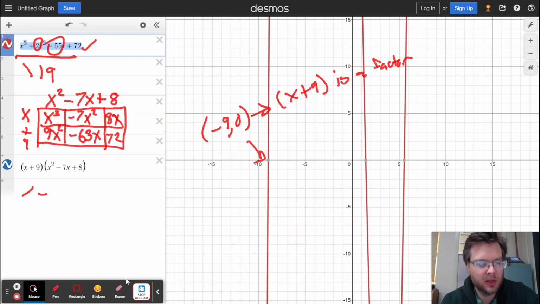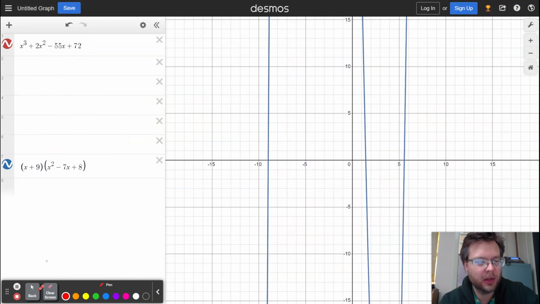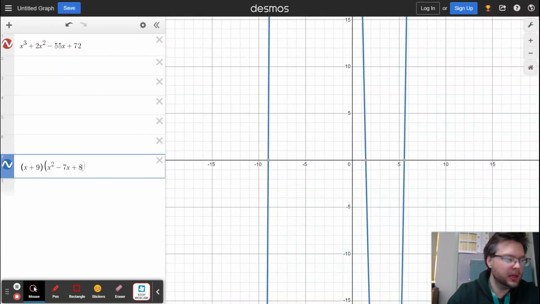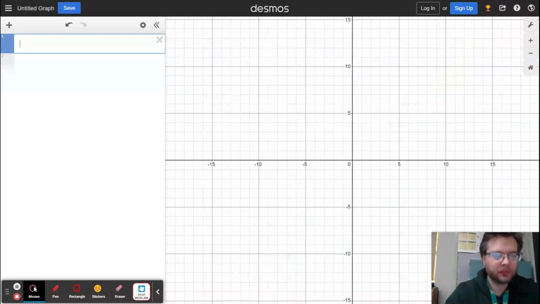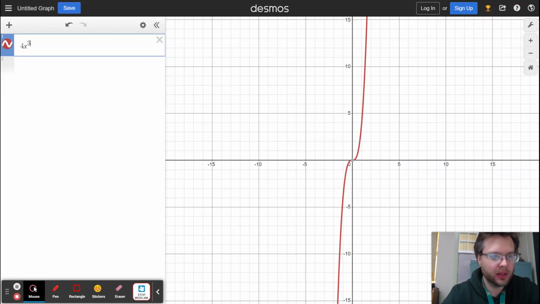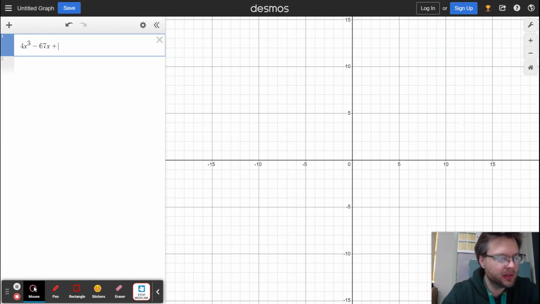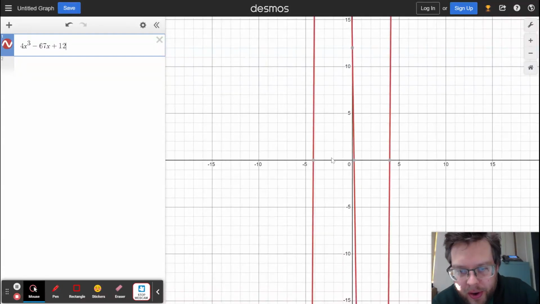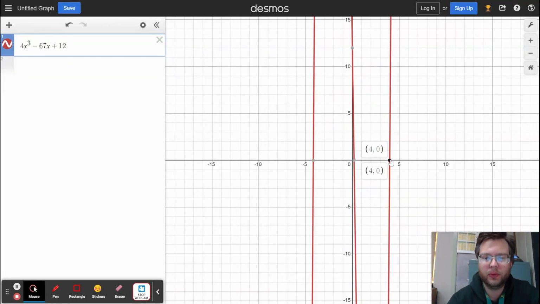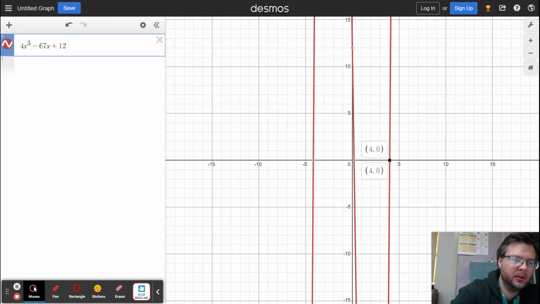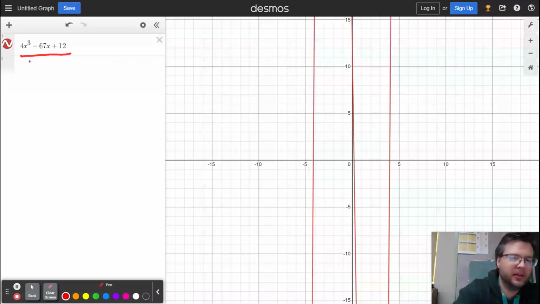Okay, so let's give it a shot on another problem. So there you go. Second problem on the sheet was 4x cubed minus 67x plus 12. That one's not good. Looks like 4 is the root. So I'm going to divide by x minus 4. So that's my side of my box.